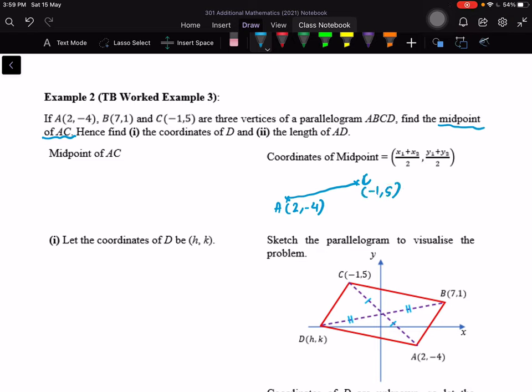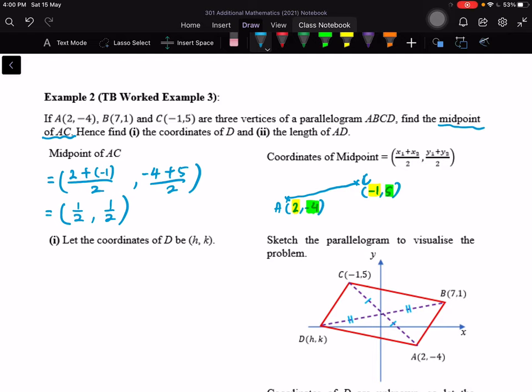Quite easily, you are able to find the midpoint by taking the average of the x and y coordinates respectively. For the x coordinate, it will be 2 plus negative 1, divided by 2. The y coordinate is negative 4 and 5, so we have negative 4 plus 5, divided by 2 to find the average. If you simplify it, you will get a half. So this is the easy part.